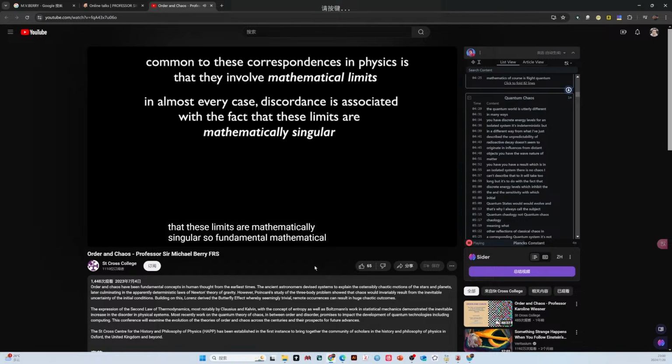So, a fundamental mathematical phenomenon central to this understanding of differences between levels. Now, a singular limit needs explanation, and I'm going to give you a very simple example.